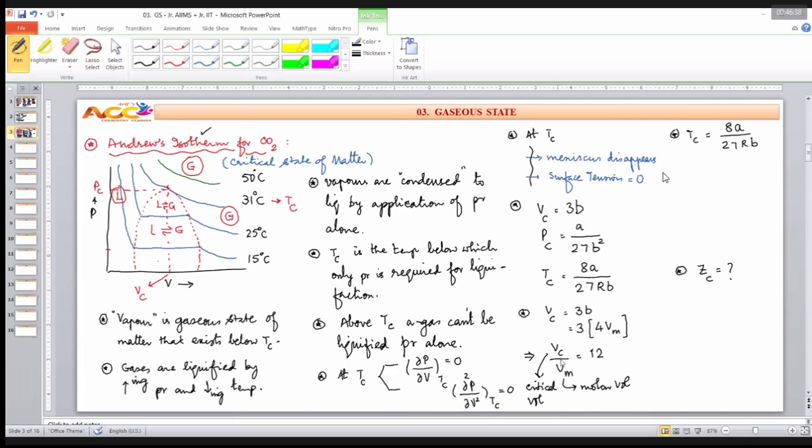An integer question is possible. What is VC? Critical volume. What is VM? Molar volume. PC is equal to a by 27b squared, so it depends upon the a and b values. But the very important thing is TC. TC is equal to 8a by 27Rb.